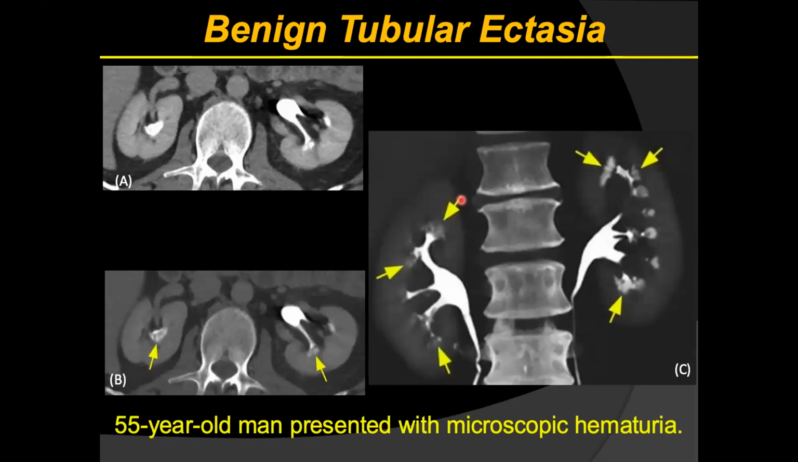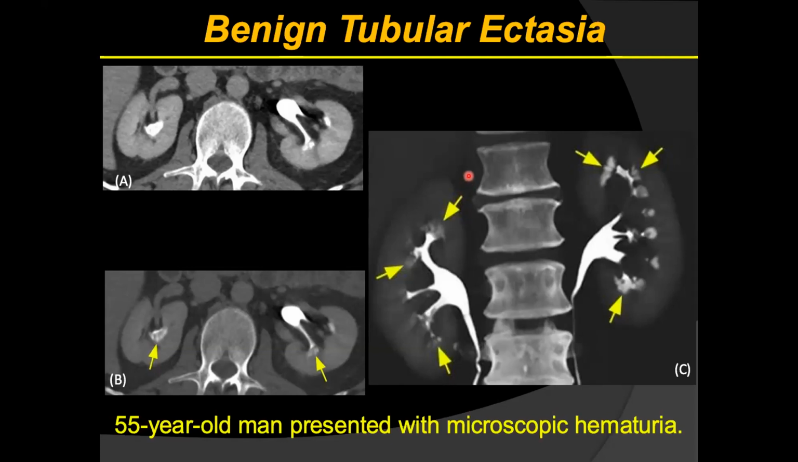Now, coming to a condition called benign tubular ectasia, it's a condition characterized by dilatation of the renal collecting ducts in the papillae. So, benign tubular ectasia is an isolated finding of linear contrast collections, whereas medullary sponge kidney has contrast collections associated with urolithiasis or medullary nephrocalcinosis.